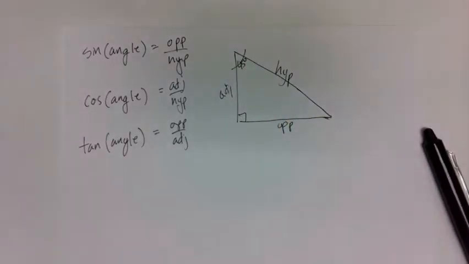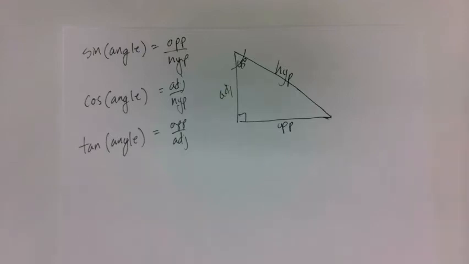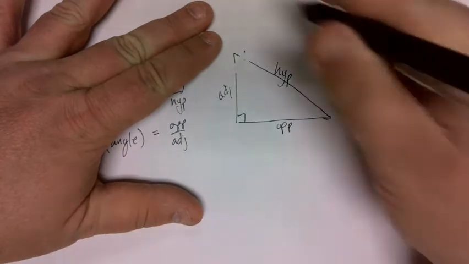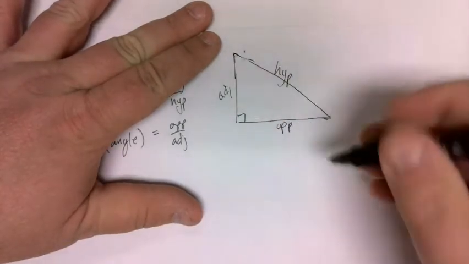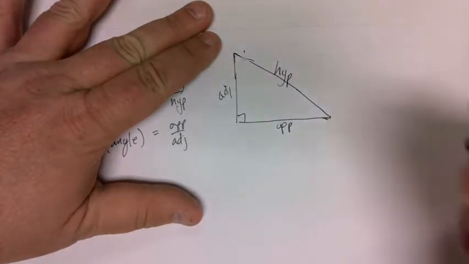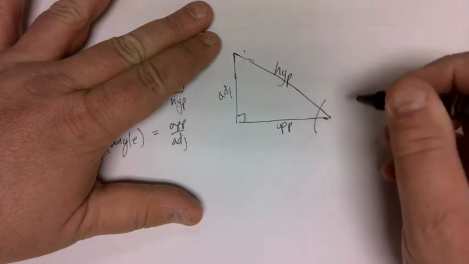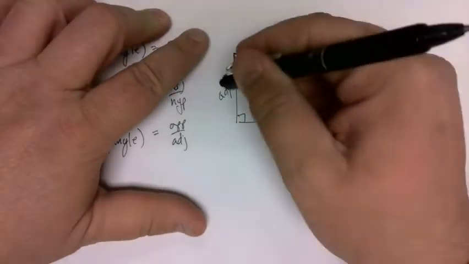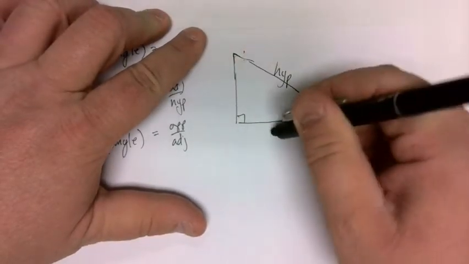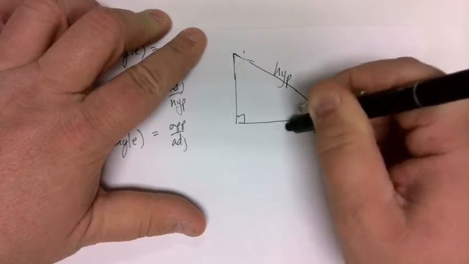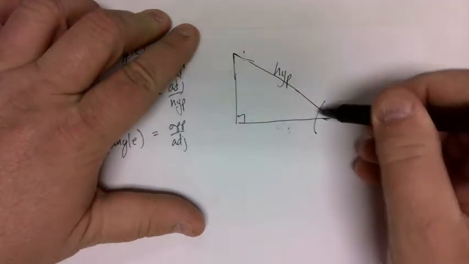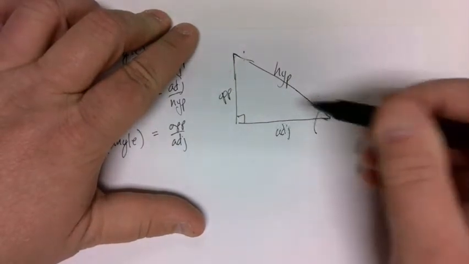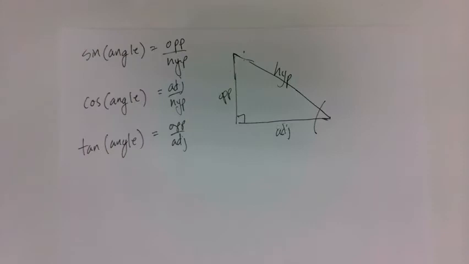Now, if that was not the angle I'm interested in, so for example, if I was interested in this angle over here, okay? And let's say I don't even know, but that's the angle I'm interested in. This is no longer across from that angle, so it's no longer opposite. So it's no longer adjacent. This is now the opposite side, and this is the adjacent. Hypotenuse will stay the hypotenuse, okay?